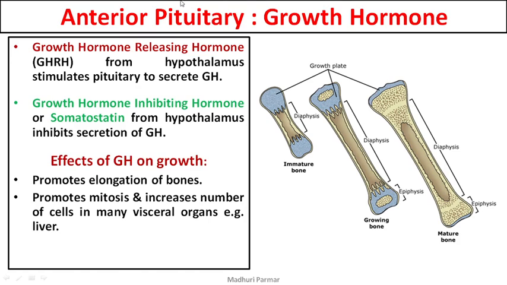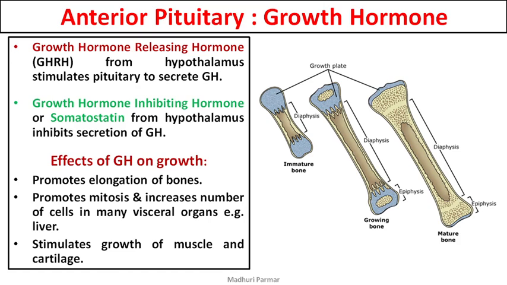Second thing is growth hormone promotes mitosis. It promotes cell division. It increases the number of cells in many visceral organs. So if you compare a baby's liver or a baby's heart with an adult's heart or liver, you see the difference in size, right? How is this size increasing? Of course, by addition of new cells. So growth hormone is the one which will promote this addition of new cells, or cell division, in visceral organs like the liver.